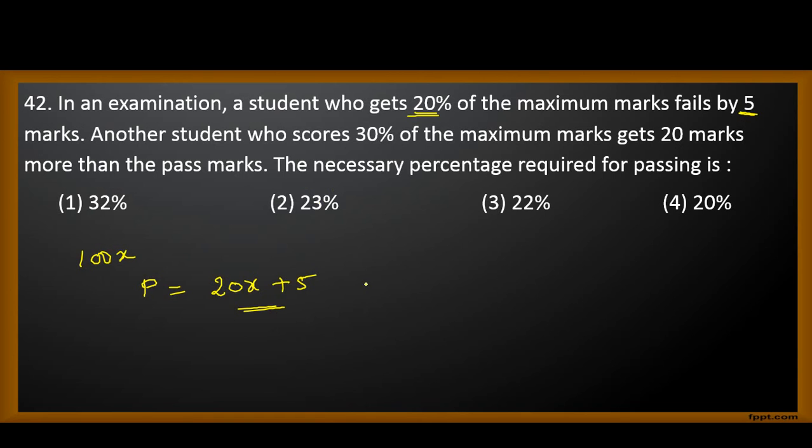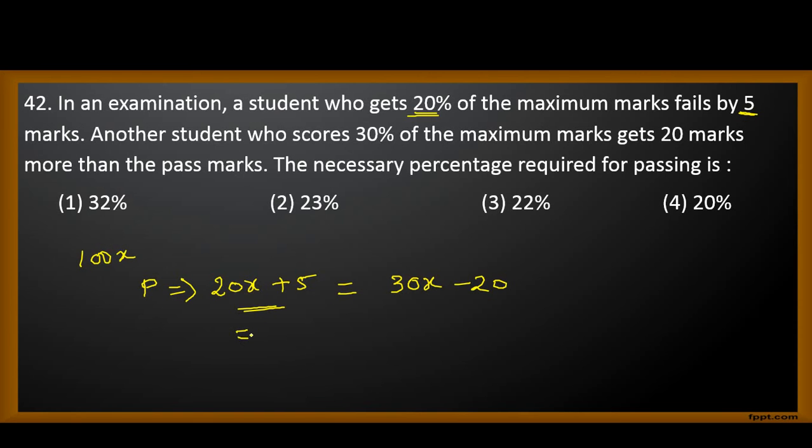Whereas the second student got 30% of the maximum marks, gets 20 marks more than the pass marks. It means this is equivalent to 30x. This is the marks he got, but this is how much more? 20 marks more than the pass mark. So this must be minus 20. The pass mark is nothing but 30x minus 20, because this is 20 marks more than the pass mark, right?